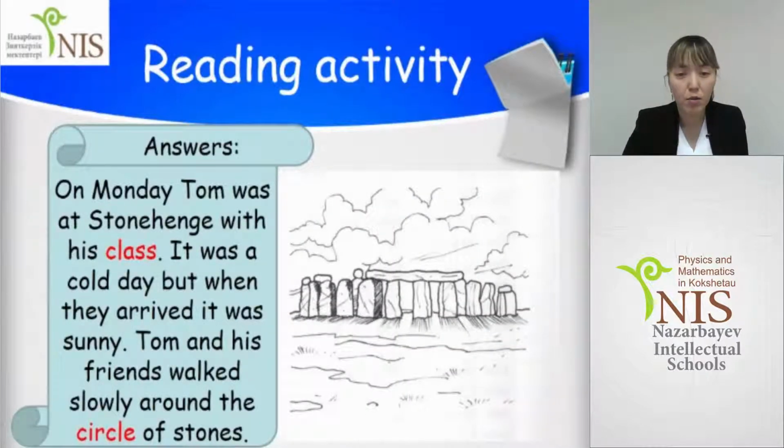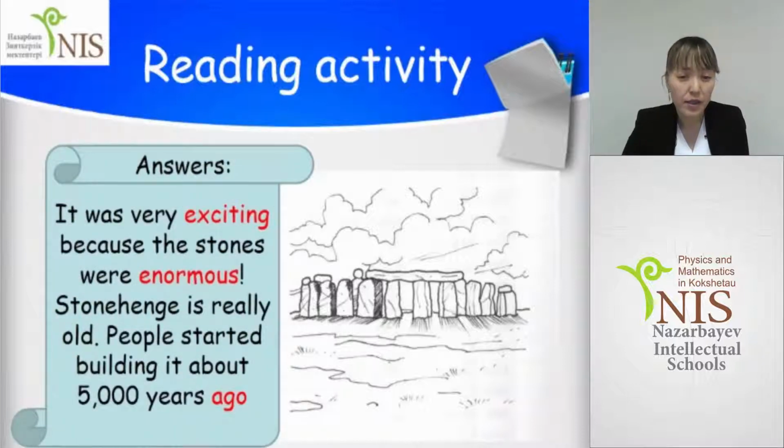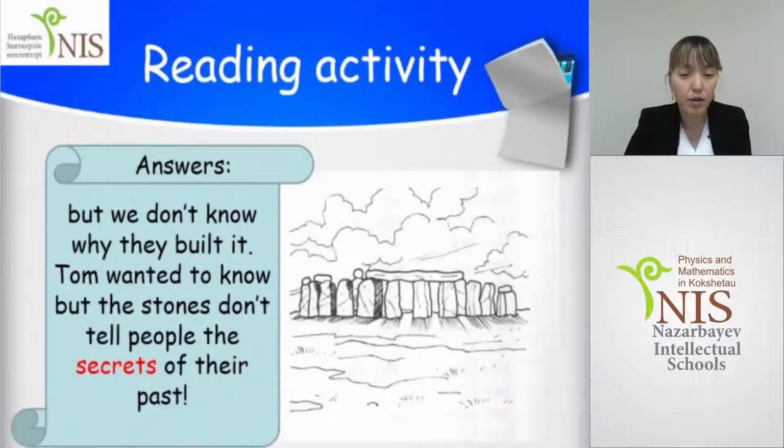On Monday, Tom was at Stonehenge with his class. It was a cold day, but when they arrived, it was sunny. Tom and his friends walked slowly around the circle of stones. It was very exciting because the stones were enormous. Stonehenge is really old. People started building it about 5,000 years ago. But we don't know why they built it. Tom wanted to know, but the stones don't tell people the secrets of their past.